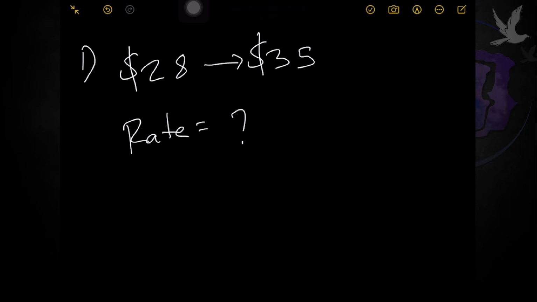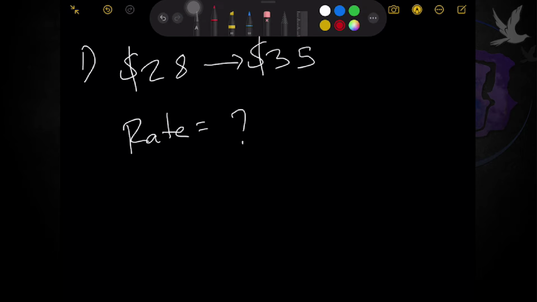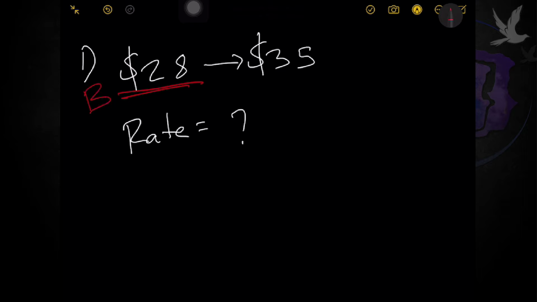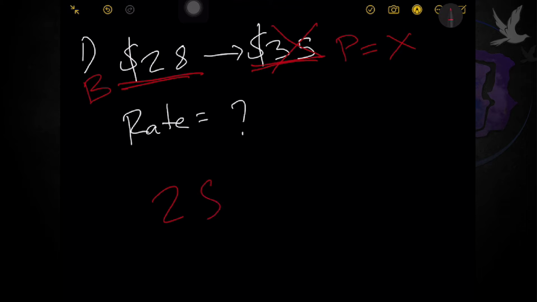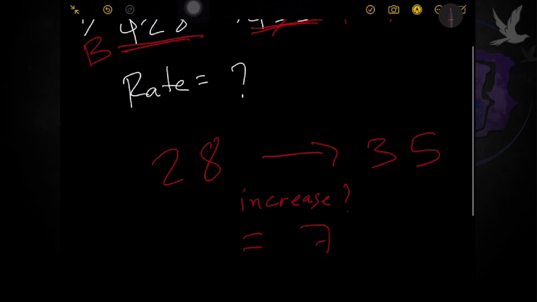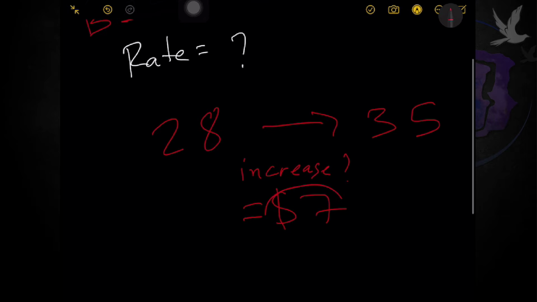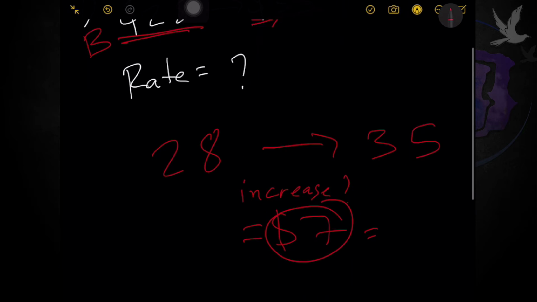Here, in between 28 and 35, the original price is 28 and then it increased to 35. So we can say here that 28 is our base. Now you might tell me, teacher Mark, is 35 our percentage? No, it's not our percentage. Hindi ang percentage natin. But our percentage is basically the increase. So ibig sabihin from 28 all the way to 35, what is the increase? Our increase here is $7, which means itong $7 na to is our percentage.